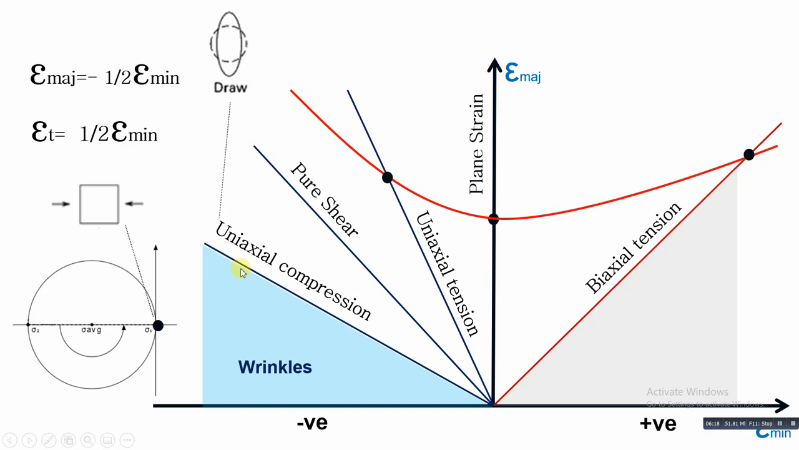Okay, back to the relation, epsilon major plus epsilon minor plus epsilon t should be equal to zero. So in this case, epsilon t will be half epsilon minor. So this will be the indicator of the strain in the z direction in this case.